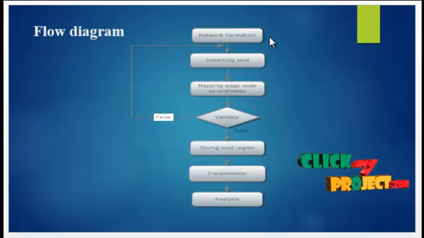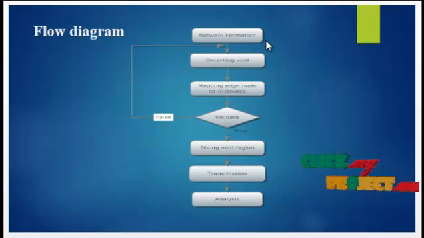Now see the flow of the entire process. First, the network is formed with the number of sensor nodes in the transmission range. Then it performs the routing of transmitting packets. In that, if any void is detected in the network, it maps the edge node coordinates in the network. Then the validation process is done, that is, whether it is true or not.